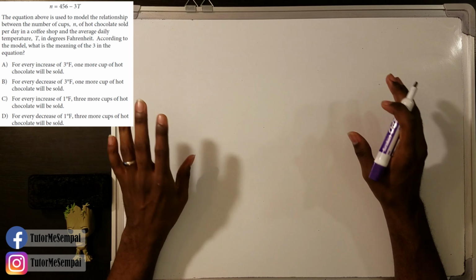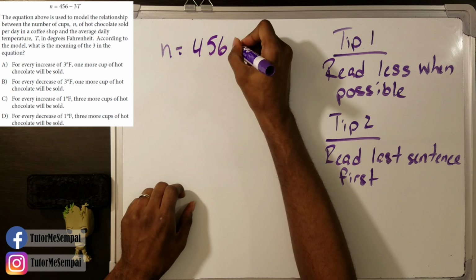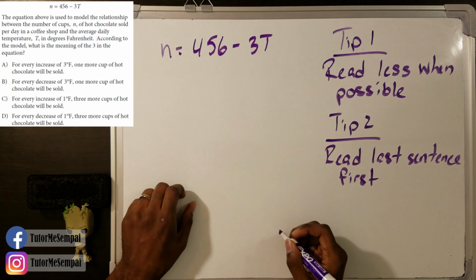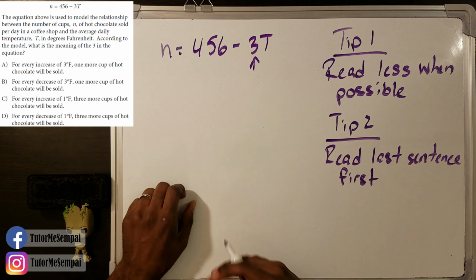So we're going to do these first two for this question and see if we can get our answer. The last sentence says, according to the model, what is the meaning of the 3 in the equation? Now we skip up to the model and we're going to try to really read less. So I'm not going to read the first 3 lines of this. I'm just going to go straight to that formula, that model up top. And it says this, n equals 456 minus 3t. So they're asking about this 3 and what does it mean?